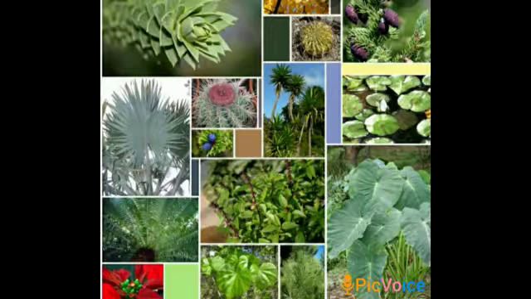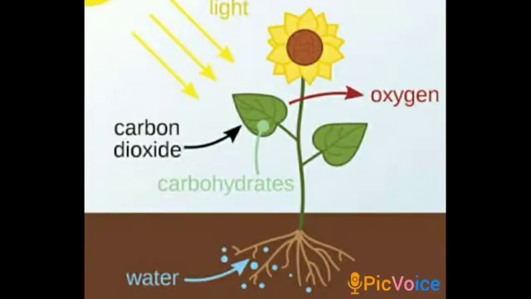Then you know what are the functions of the leaves? It has two important jobs. First one is they make food for the plant. You know how they will make the food? The plant uses water from the soil and carbon dioxide from the air to make food.